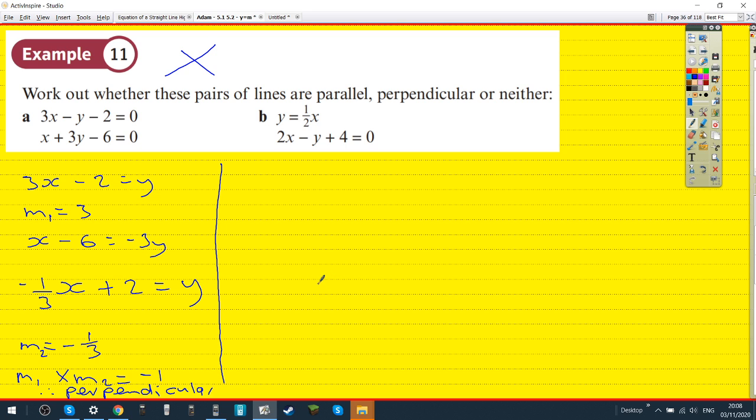Okay. How about B? Well, hasn't B already given us the gradient? Yeah. So we don't have to do anything with it right now. So first one, we don't need it. So you plus y on both sides, which gives you 2x plus 4 equals y. And then you know the gradient, which is 2x.